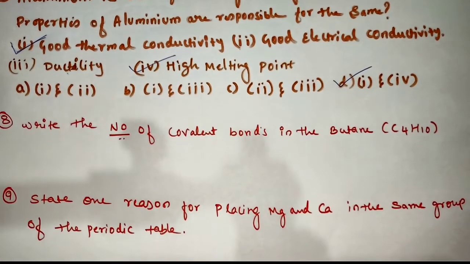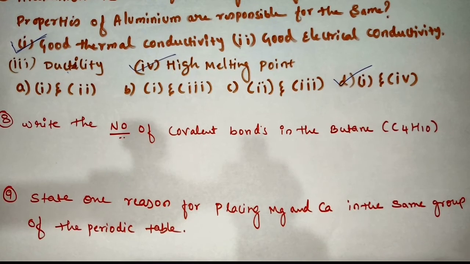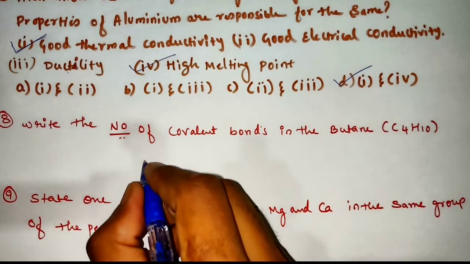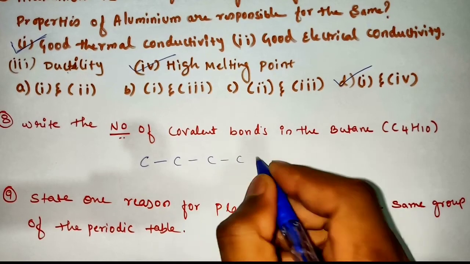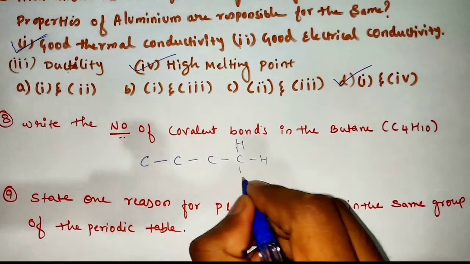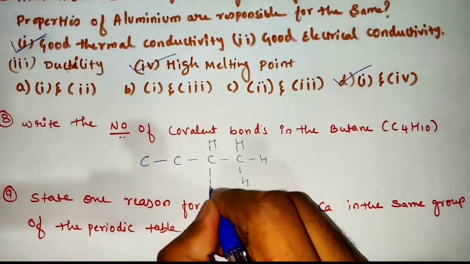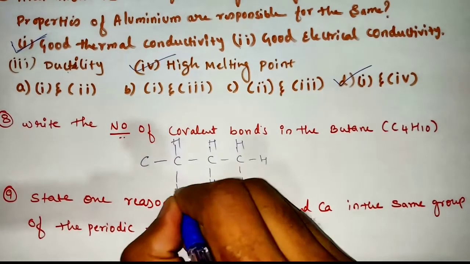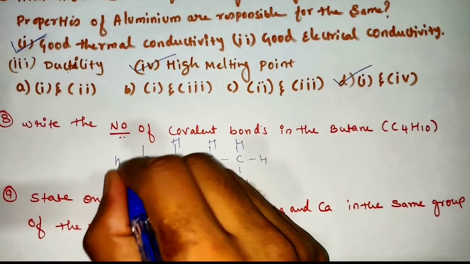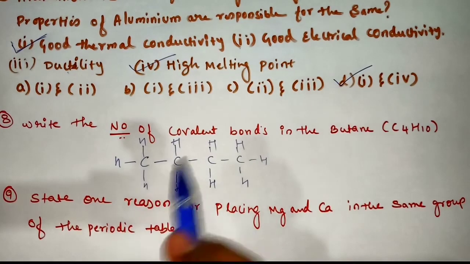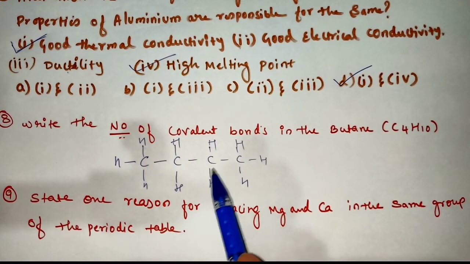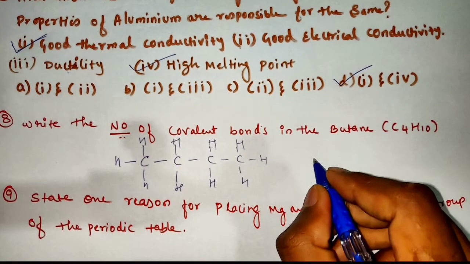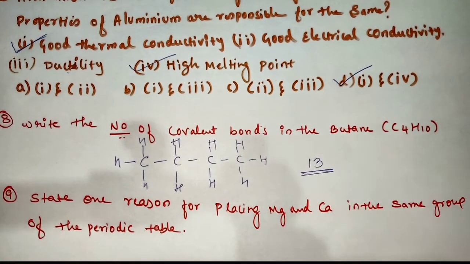Next question: write the number of covalent bonds in butane. Just draw the diagram. How are you going to draw? See, first draw all the 4 carbon atoms, then balance the hydrogen: CH3, CH2, CH2, CH3. All are single bonds. Okay, it's butane. 1, 2, 3, 4, 5, 6, 7, 8, 9, 10, 11, 12, 13. So the number of covalent bonds is 13.